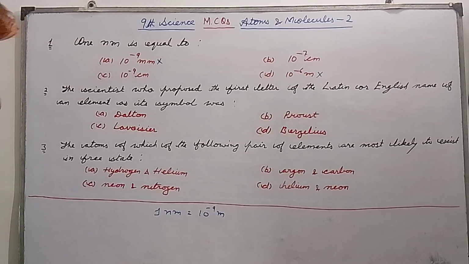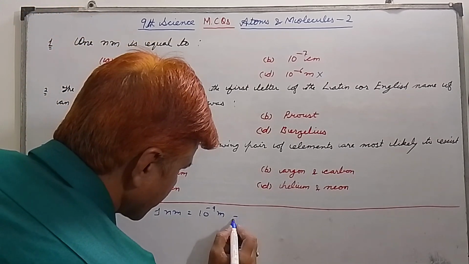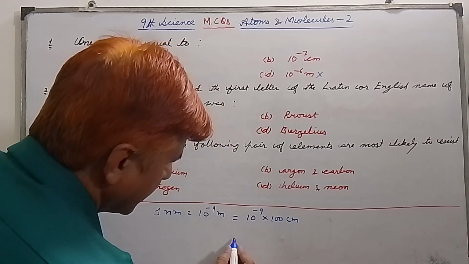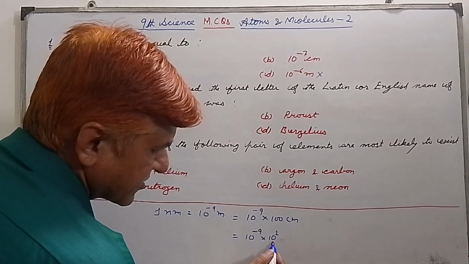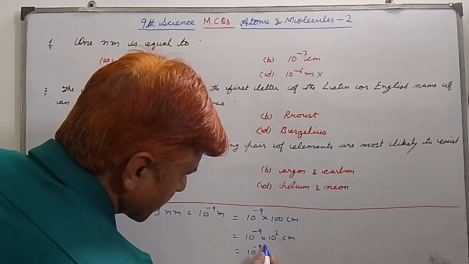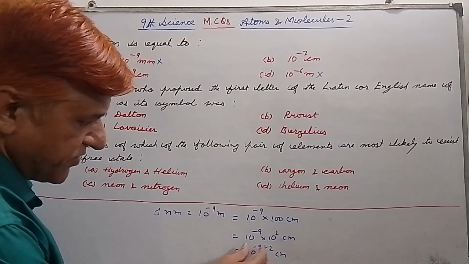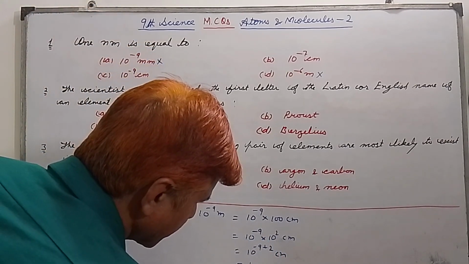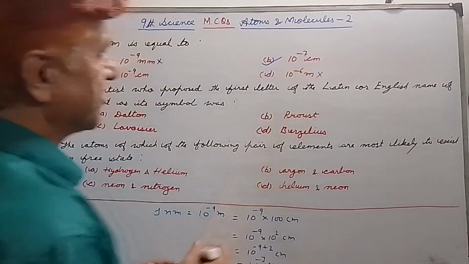So now let's convert this meter into centimeter. This can be written as 10 raised to the power minus 9 meter, and 1 meter means 100 centimeter. This can be written as 10 raised to the power minus 9 into 10 raised to the power 2, since 100 can be written as 10 raised to the power 2 centimeter. This is equal to 10 raised to the power minus 9 plus 2 centimeter. You know very well the formula of powers, that when bases are equal, then powers get added. So this will become 10 raised to the power minus 7 centimeter. So B option is the correct option.